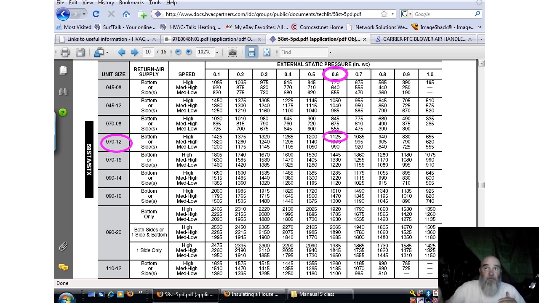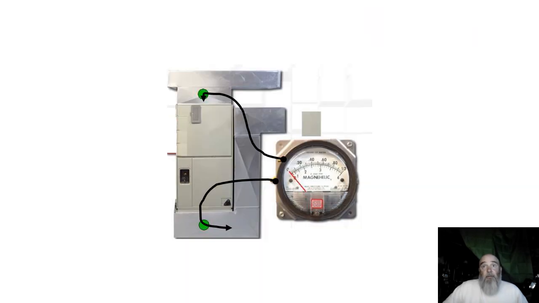That might be perfect for a 3-ton air conditioner. It depends on the sensible ratio of the house. Want more information on that? There's several videos available about those topics.